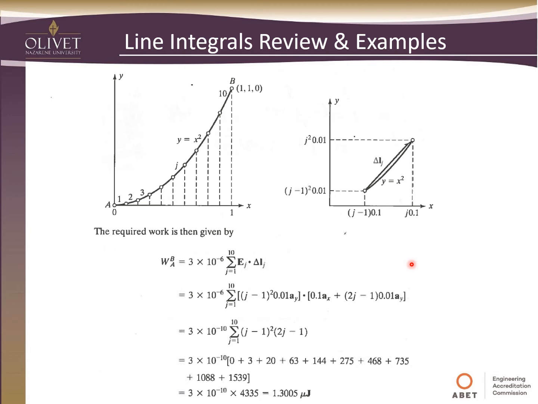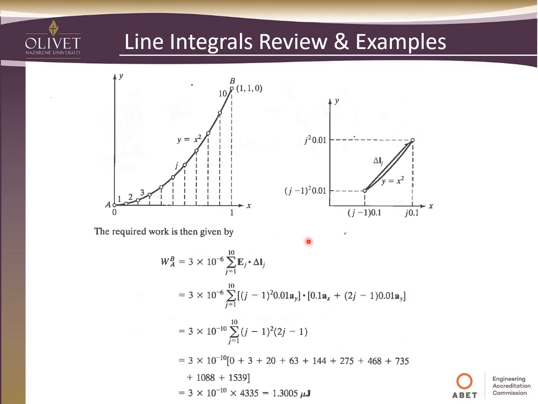So now that we've defined our E and our delta L's, we should be able to use our summation that we defined before for work. Remember we said that the work going from A to B is equal to the summation of the charge times the dot product of each of these line segments, our E_j dotted with our delta L_j. And we divided into 10 sections, so it's from j equals 1 to 10.